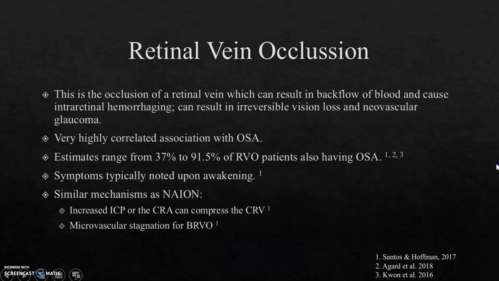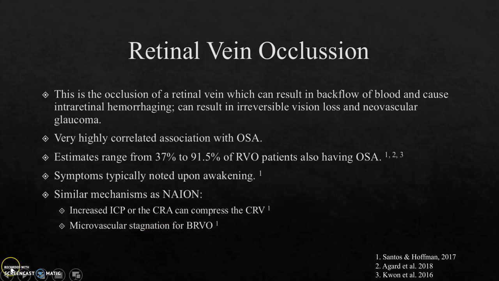Retinal vein occlusion, also known as RVO, represents the second most common cause of blindness from vascular disease in the retina after diabetic retinopathy. This is the result of occlusion of the retinal vein, which can result in backflow of blood and cause intraretinal hemorrhaging, which can result in irreversible vision loss and neovascular glaucoma. It has a very highly correlated association with obstructive sleep apnea, or it can also be a direct sequela of it. Estimates are pretty variable as to how often it occurs, ranging from 37% to 91% of RVO patients having obstructive sleep apnea.